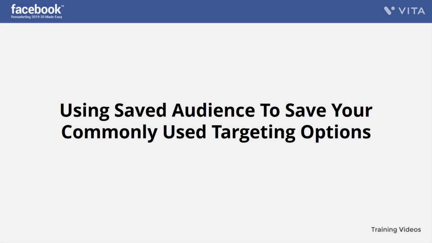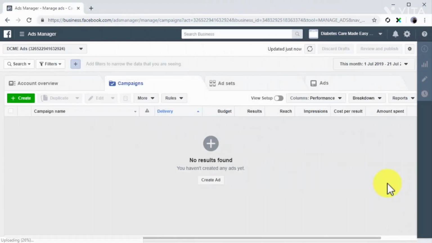Using saved audience to save your commonly used targeting options. Hey there, everyone! The Facebook advertising and remarketing platform has some of the coolest and most complete audience targeting features that you can find on the market. One of its best features is that it allows you to save commonly used targeting options to an audience so you don't have to set them all up from scratch every time that you create a remarketing campaign. You can do that by creating a saved audience. And in this lesson, we are going to show you how to do it the right way.